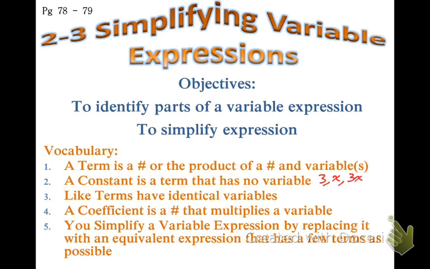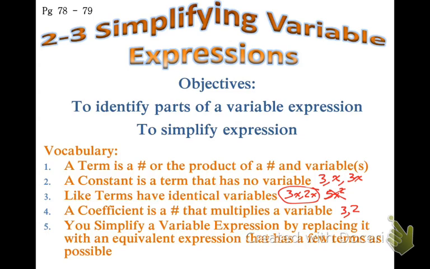Like terms have identical variables. So it would be like 3x and 2x. They are the same. But if I have a 5x squared, that's different, so they don't work together. A coefficient is a number that multiplies a variable. And so that would be like the 3 and the 2. That would be your coefficient.